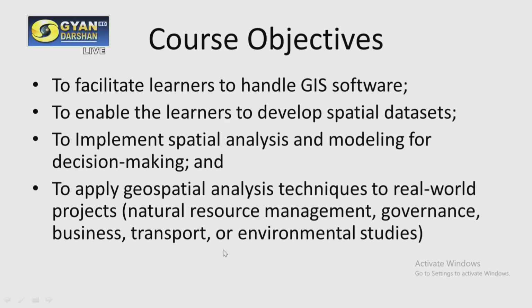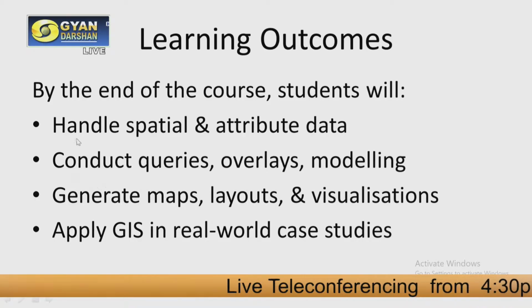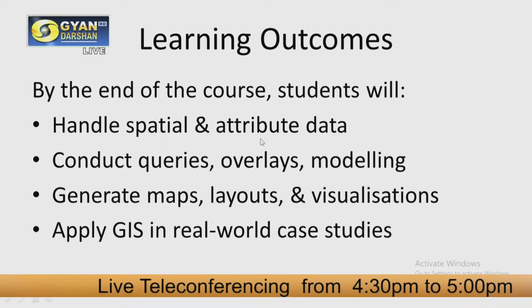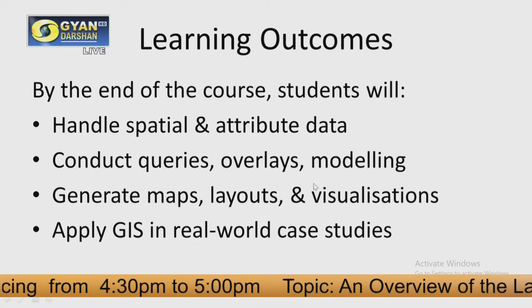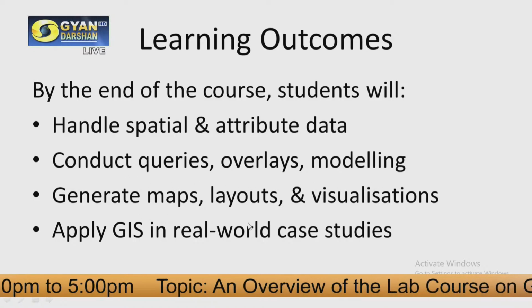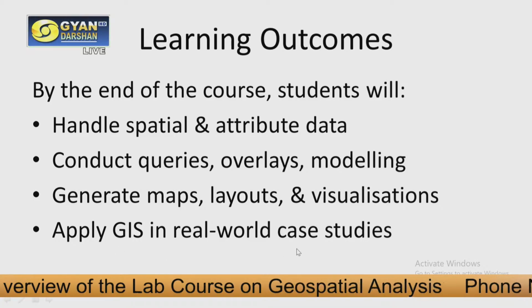And a number of things which you are researching, you are studying, you can put the knowledge acquired through these in your studies. Now, what are the learning outcomes? At the end of this course, after studying this course, you should be able to handle spatial and attribute data. You should be able to conduct queries, overlays, modeling, generate map layouts and visualizations, and apply GIS in real world case studies, as I told you earlier.